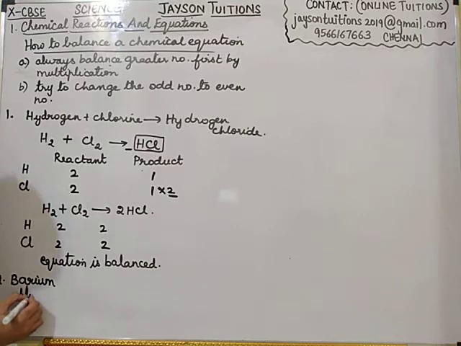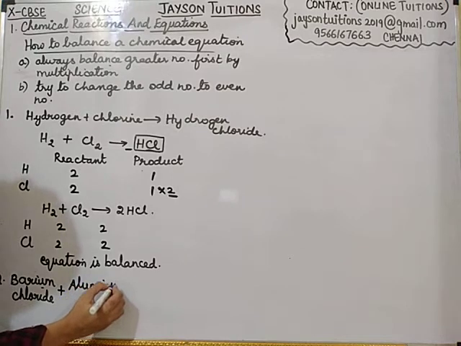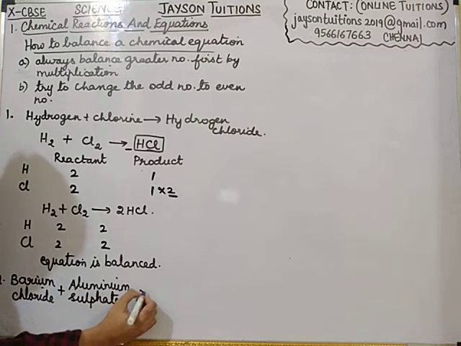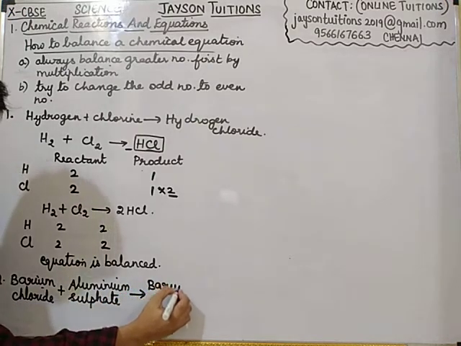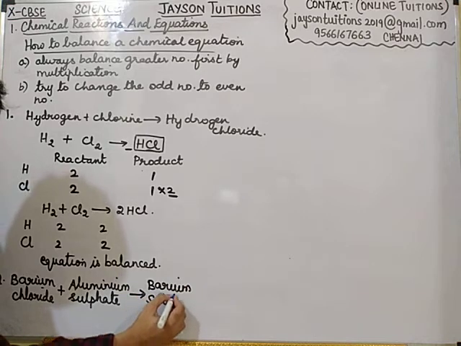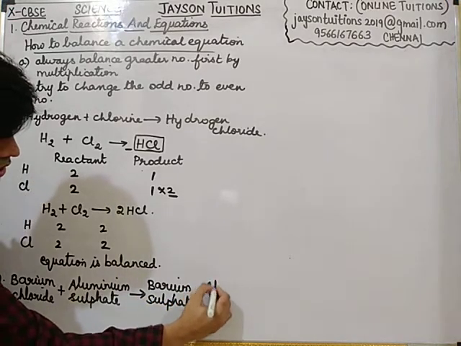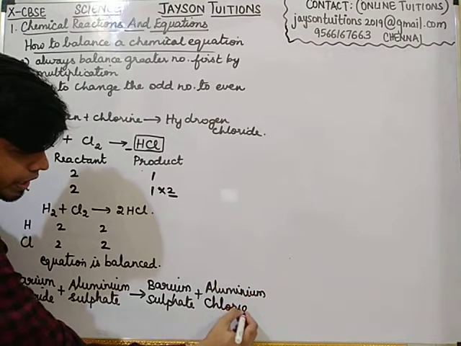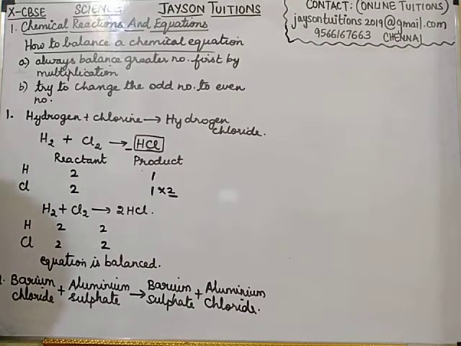Now the second one: barium chloride plus aluminium sulfate gives barium sulfate plus aluminium chloride. Suppose if the equation is like this, first you have to find the formula of all these compounds and then you have to balance it.